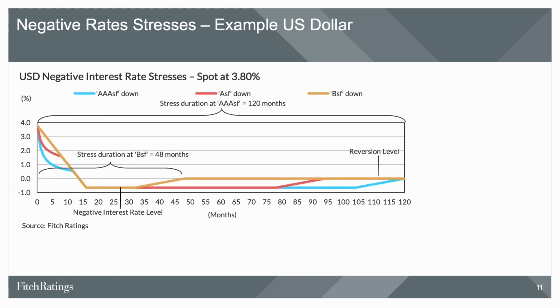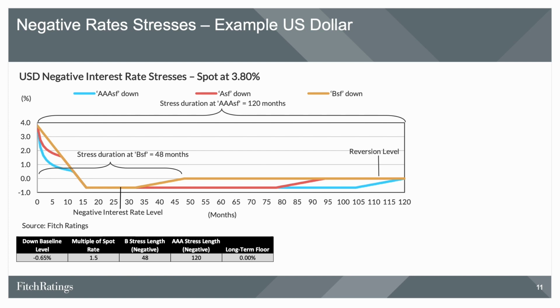We are picking up the example of the US dollar with SOFR at 3.8%. If negative rate stresses are chosen in the model user interface, the positive downward stresses are replaced by negative rate stresses. In this example, the negative plateau is given by the down baseline level of minus 65 basis points, as shown in the table below the chart. The table was reproduced from the previous slide and shows all currency-independent stress parameters. At the end of the stress period, the rate reverts to the long-term floor of 0%. This is labeled reversion level in the chart.